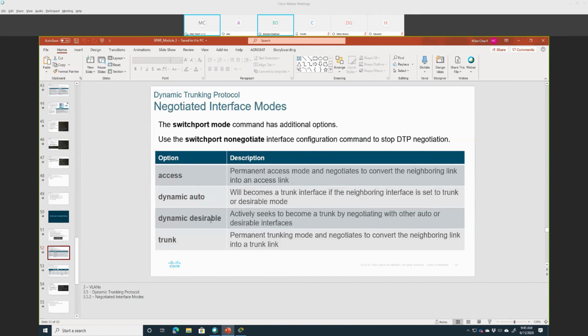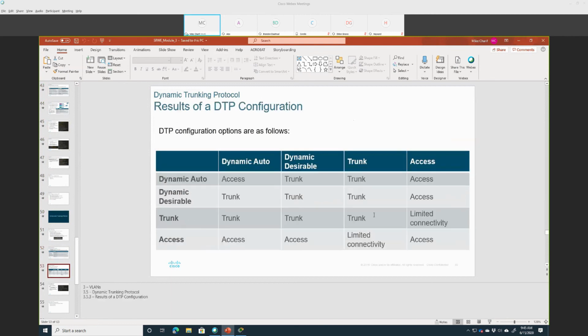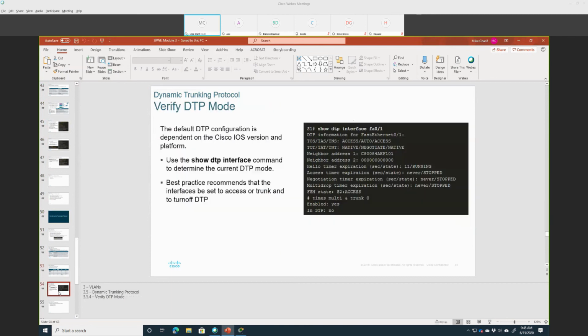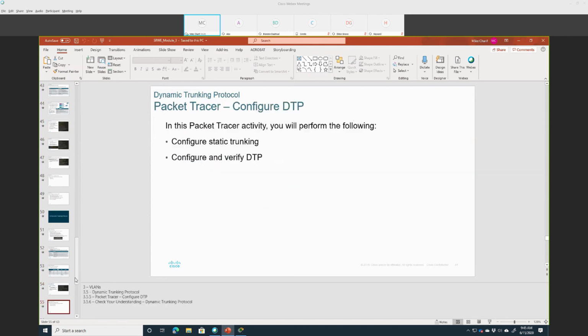Dynamic desirable actively seeks to become a trunk by negotiating with other auto or desirable interfaces. So if you have auto on one side, desirable on the other side, then you can have a trunk. And I think we talked about this one, the slide that gives you that. Okay, DTP, what else?